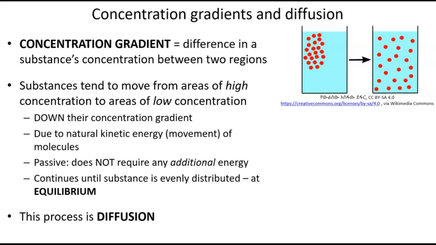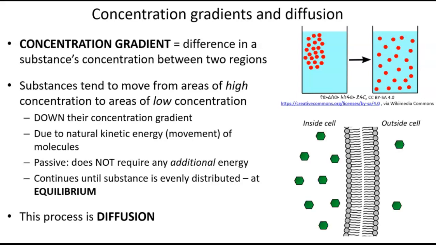Now this can also happen across a membrane. In this diagram, we have a concentration gradient on either side of the membrane. There's a high concentration of this green molecule inside the cell and a lower concentration outside the cell. If this molecule is capable of crossing the membrane, then it's going to move down its concentration gradient from the area of high concentration to the area of low concentration. In this case, that would be from the left to the right. And again, this is a passive process, and it will go until equilibrium, until there's approximately equal concentrations of this molecule on either side of the membrane.